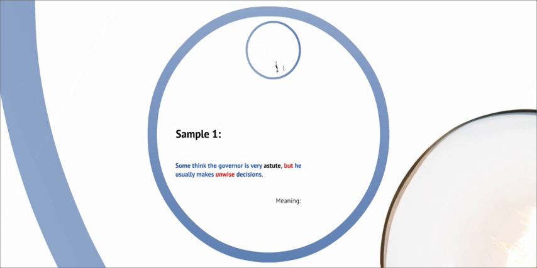Alright, the meaning of astute should be something similar to wise. Again, the sample has provided the opposite, the antonym, which is unwise. And so the meaning of astute is wise. Some think the governor is very wise, but he usually makes unwise decisions.